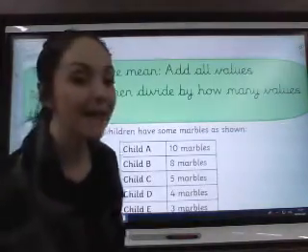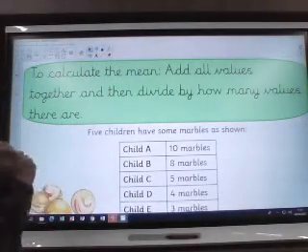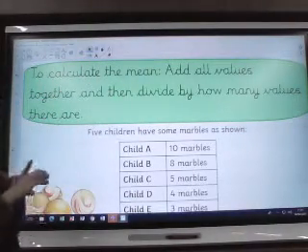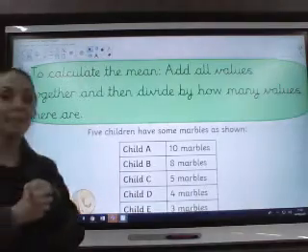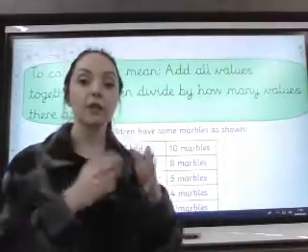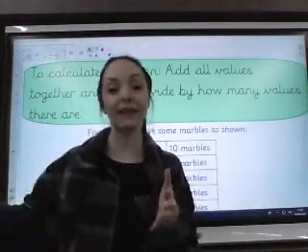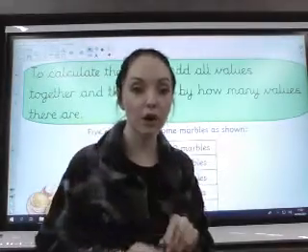So to calculate the mean, you need to add all values together and then divide by how many there are. That's what you've got to try and remember today. To work out the mean, you add each one together and then divide by however many there are.